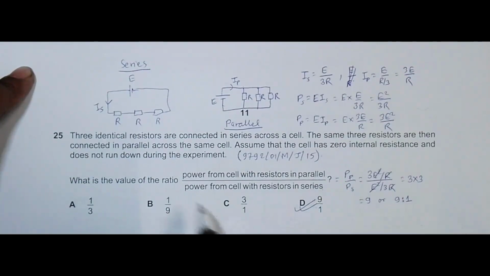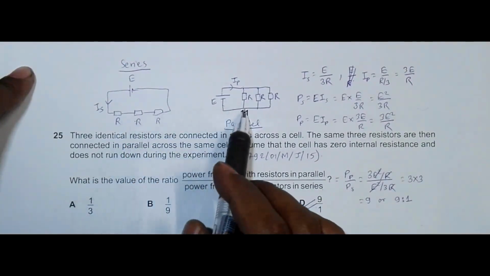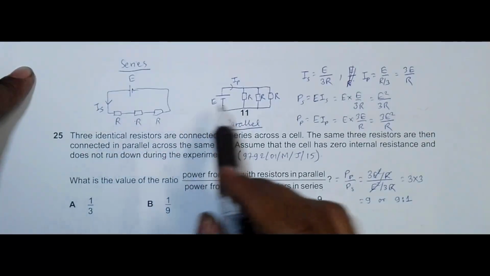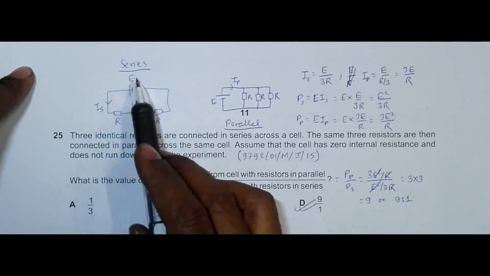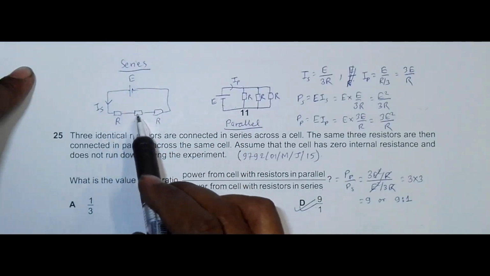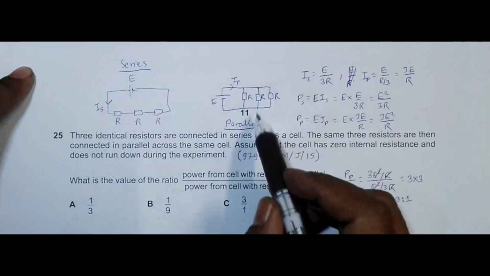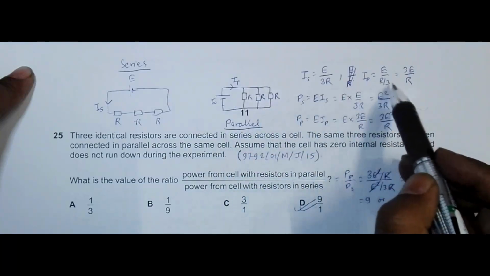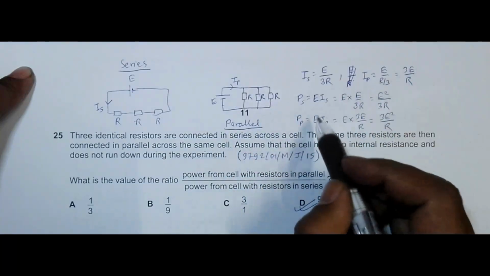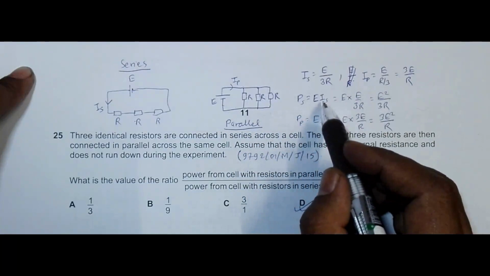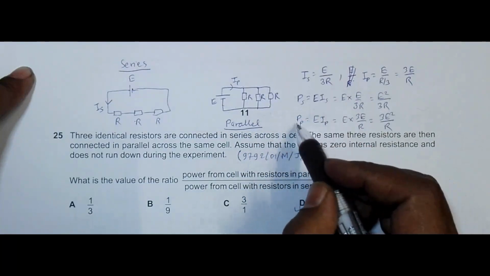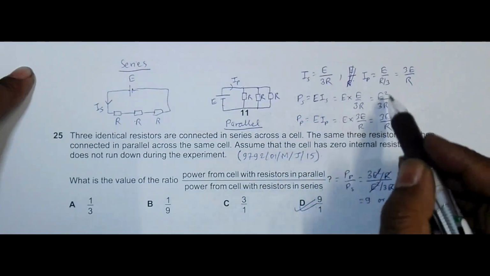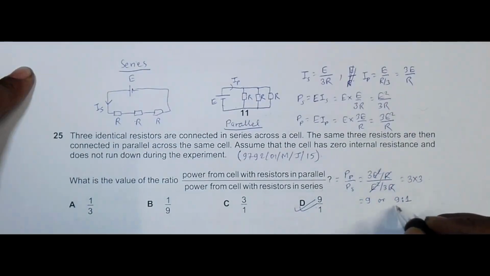So what we have done here is we have series connection, parallel connection. We found the current here. The current here is E divided by the total resistance here, which is 3R. The current here is E divided by the total resistance, which is R by 3, so it's equal to 3E by R. So power series is E into I, one of the formulas. Power parallel is E into I, yes, P. So it gives this, and the ratio gives 9:1, giving choice D the correct answer.